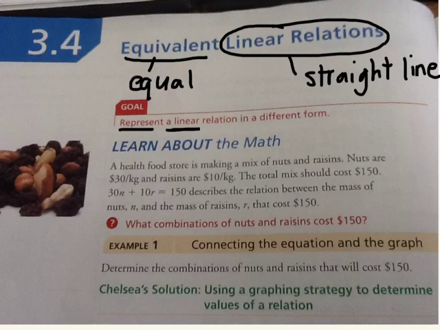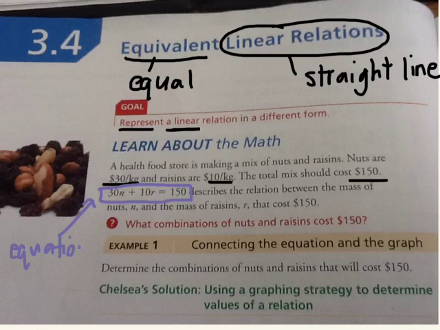So in this question, we're told that nuts are $30 per kilogram and raisins are $10 per kilogram. Altogether, they're spending $150 on this mixture. Okay, so they've actually given you one representation. They've represented this situation using variables, using an equation, actually, because there's an equal sign, right?